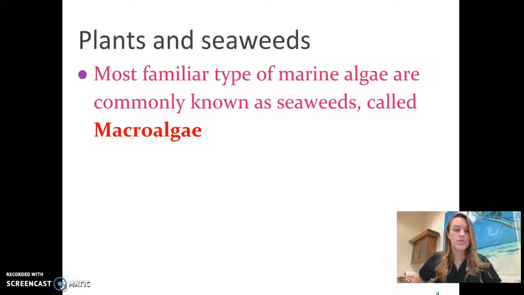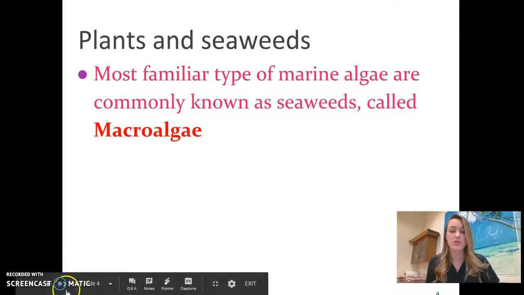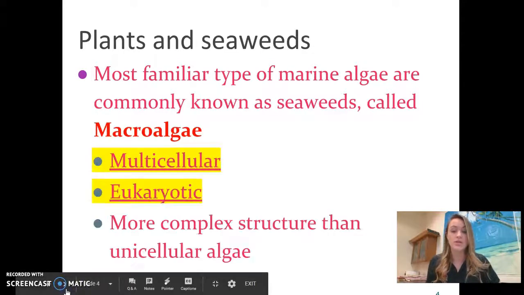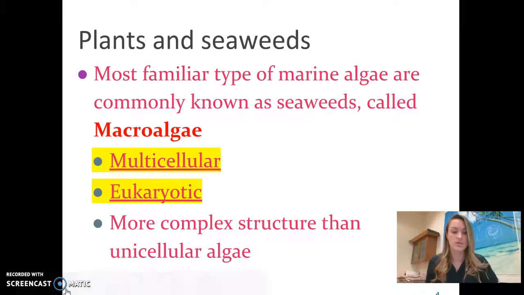All right, so the most familiar type of marine algae is basically known as a seaweed. So whenever you think of a seaweed that you see washed up on the beach or that you see floating in the ocean, these are referred to as macroalgae. These are multicellular eukaryotic organisms. So these all belong to the kingdom Protista.